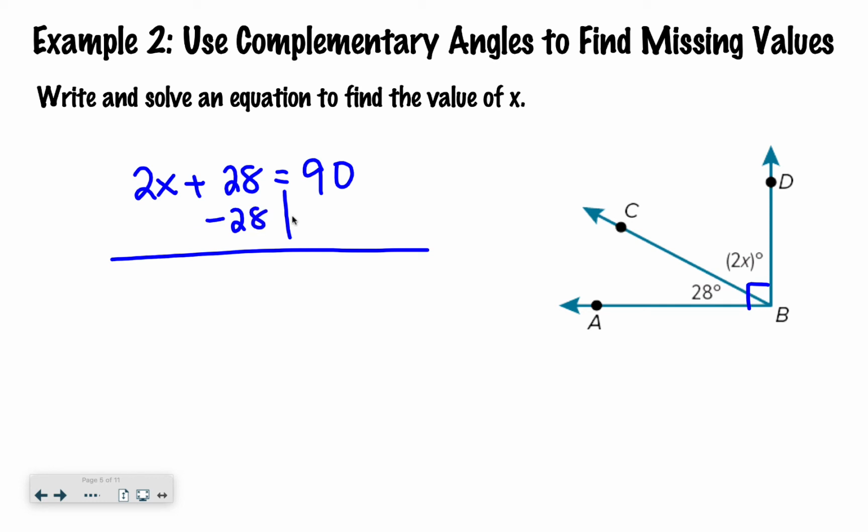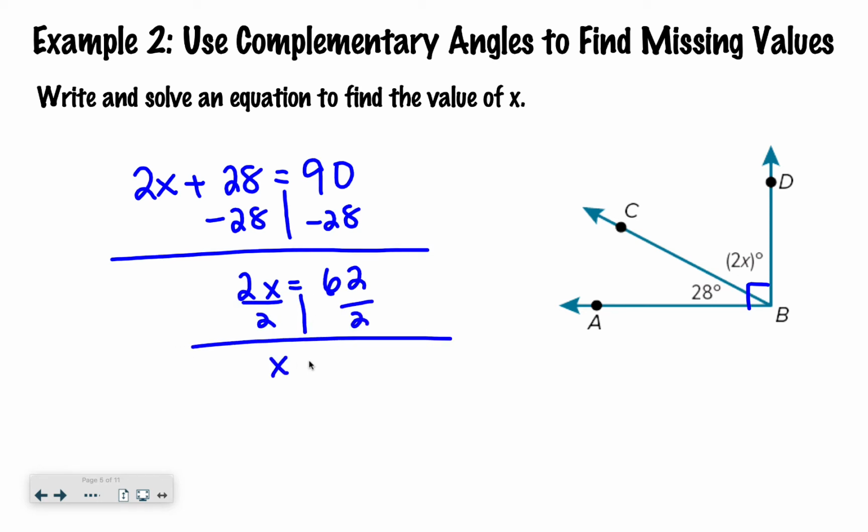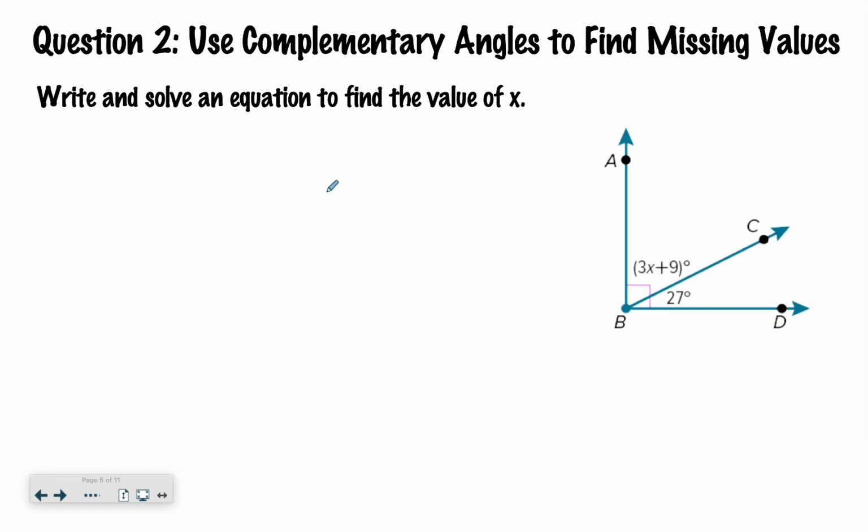I say minus 28, minus 28. I have 2x equals 62. And then to get x all by itself, I'm going to divide both sides by 2. And I get x equals 31. And I'm all done. So when you're solving for complementary angles, you add your two angles together and set it equal to 90. Now I want you to use the complementary angles to solve this one on your own. Good luck.